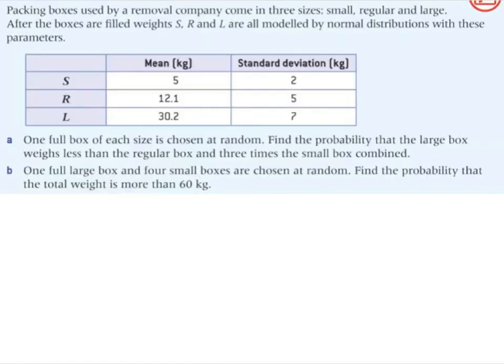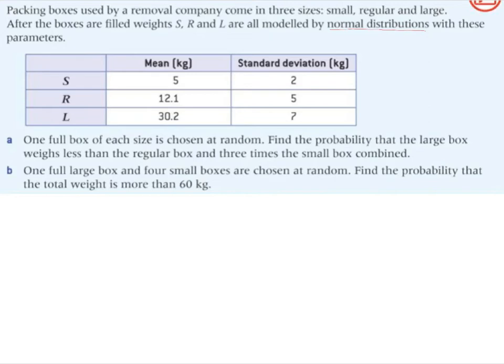All right. So here is our next question. We've got some packing boxes. We've got small, regular, and large packing boxes that are being packed up with specific weights. Each one of them, it says, is modeled by a normal distribution. So here we go. We're going to see a different type of distribution here. Okay, 1 full box of each size is chosen at random. We want to find the probability that the large box weighs less than the regular box and 3 times the small box combined.